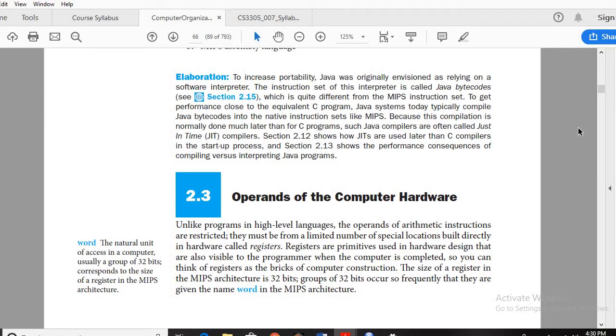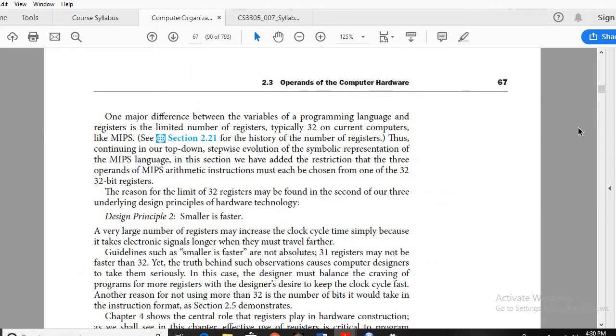Unlike programs, one major difference between the variables of a programming language and registers is the limited number of registers, typically 32 on current computers. Thus, continuing in our top-down stepwise evolution of the symbolic representation of the MIPS language, in this section we have added the restriction that the three operands of MIPS arithmetic instructions must each be chosen from one of the 32-bit registers.